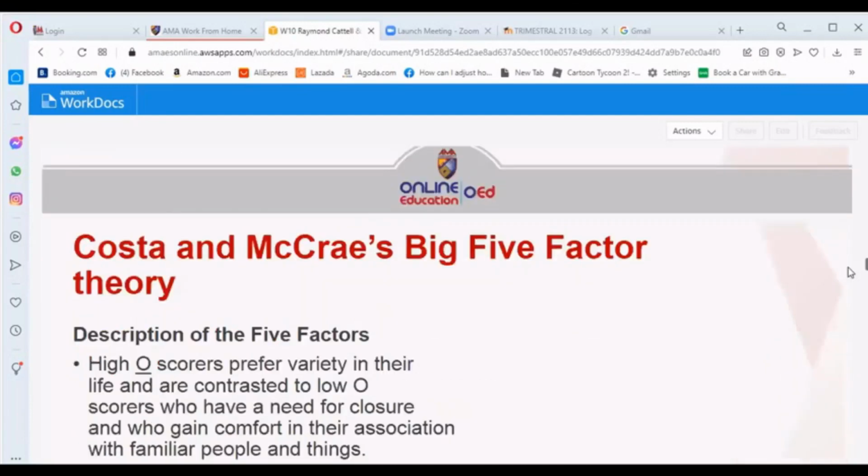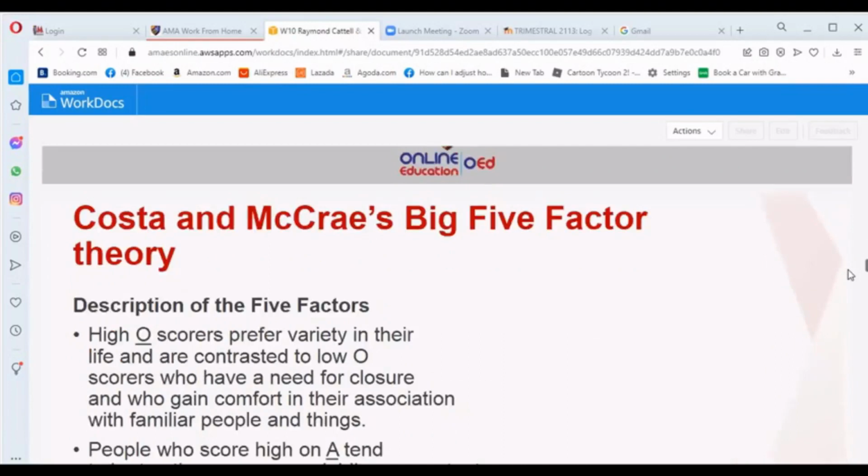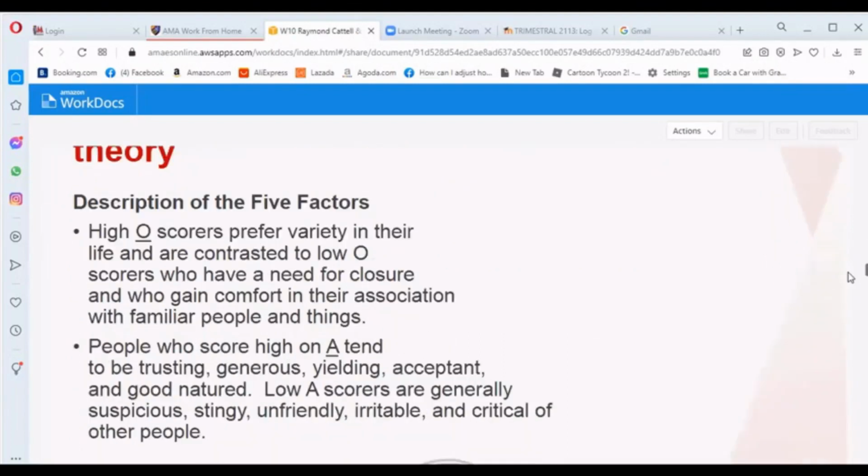For Costa and McCrae's big 5-factor theory, high O scorers prefer variety in their life and are in contrast to low O scorers, who have a need for closure or who gain comfort in their association with familiar people and things. People who score high on A tend to be trusting, generous, yielding, acceptant, and good-natured. And low A scorers are generally suspicious, stingy, unfriendly, irritable, and critical of other people.